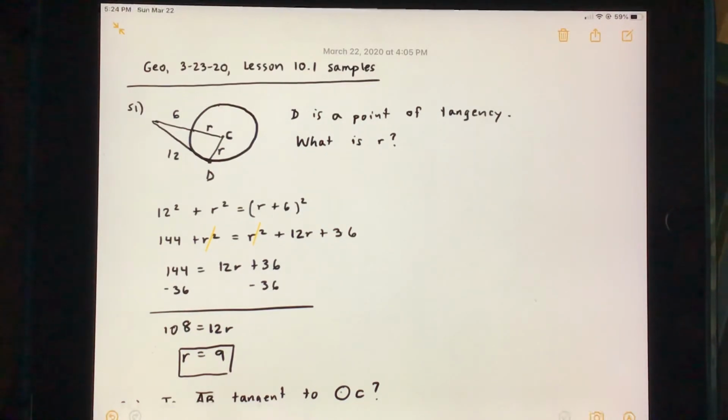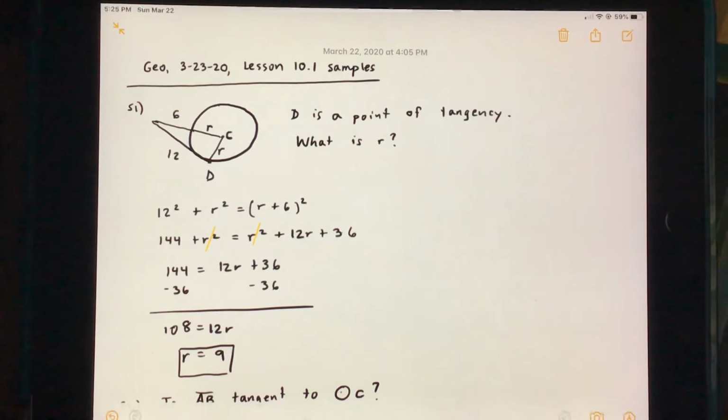So in sample 1, we are told that D is a point of tangency, and from that we're to figure out what R is. Because we know that D is a point of tangency, then we know it's also true that angle D must be a right angle. That means that we have a right triangle with sides 12, R, and 6 plus R. So we're going to go ahead and use the Pythagorean theorem to figure out the measurement of our unknown radius.